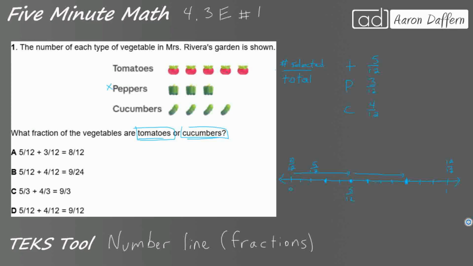So that's going to be 4 twelfths. Well, I can add how many? 4 and 5 make 9 twelfths. So that's as far as I've gotten. So my answer is going to be D.